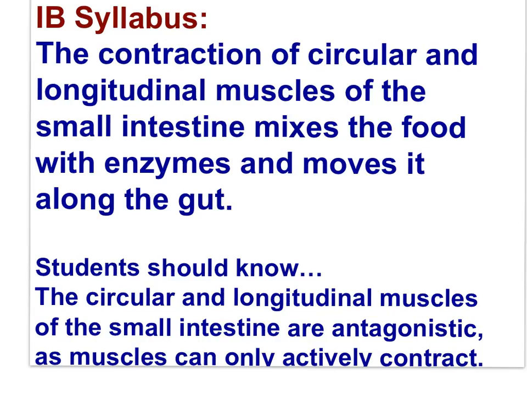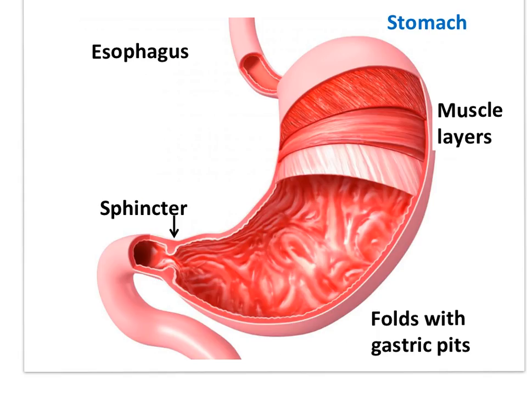Here's a relevant IB syllabus statement. The contraction of circular and longitudinal muscles of the small intestine mixes the food with enzymes and moves it along the gut. Students should know the circular and longitudinal muscles of the small intestine are antagonistic, as muscles can only actively contract. Here is an image of the stomach, and the diagram nicely shows circular muscles here and longitudinal muscles here. The 2 sets of muscles work in an antagonistic fashion to achieve movement of the stomach wall.